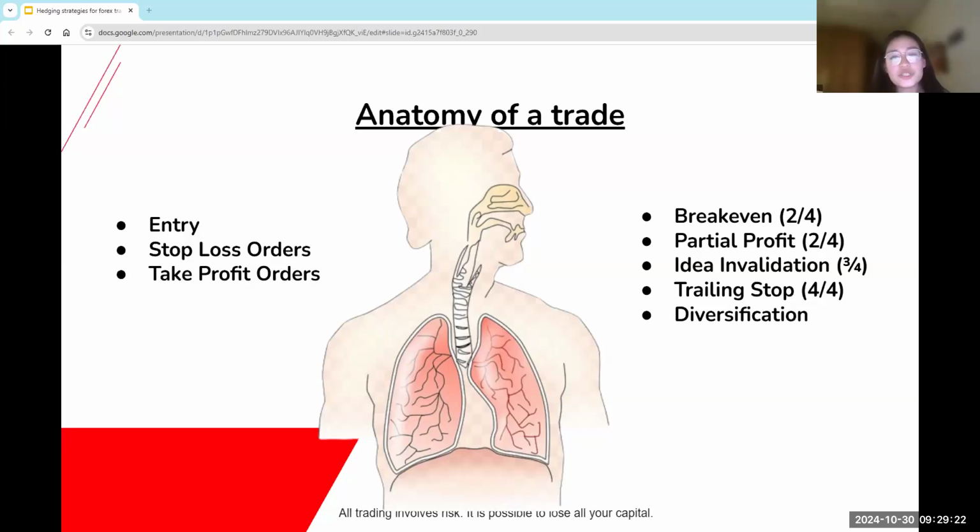Trailing stop loss: this strategy basically involves adjusting the stop loss levels as the price moves in the trader's favor. It basically allows for profits to be protected while giving the trade room to continue moving in the desired direction.